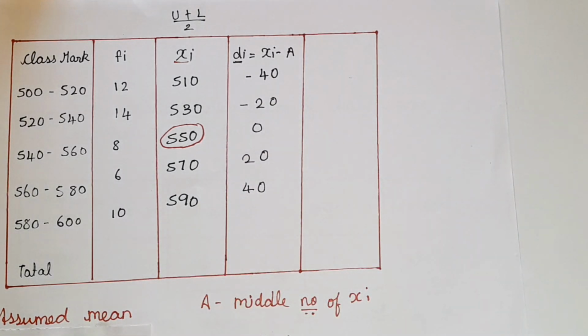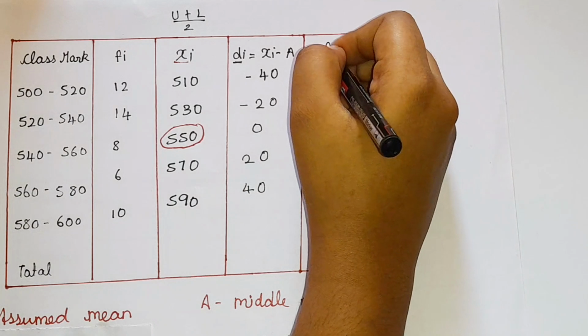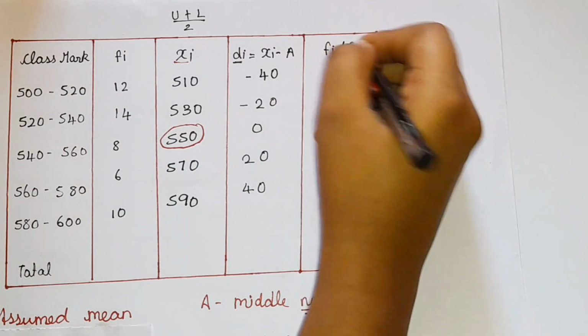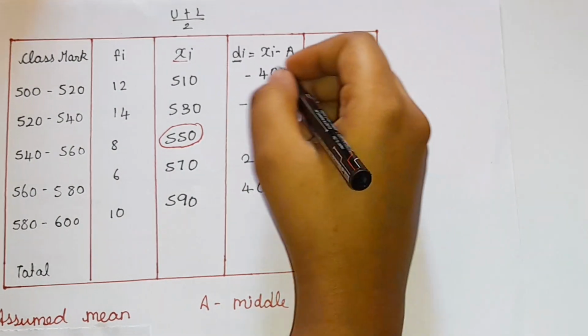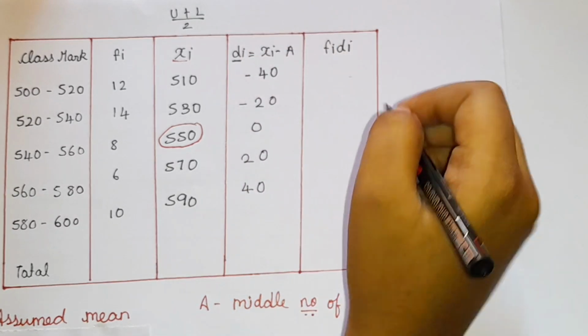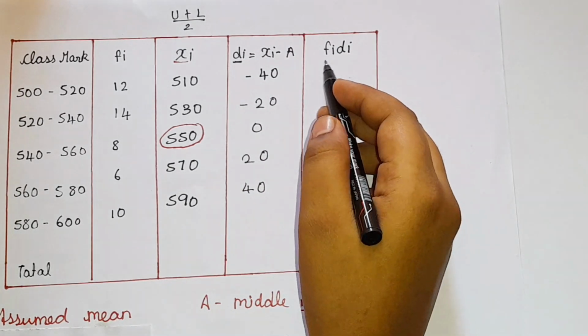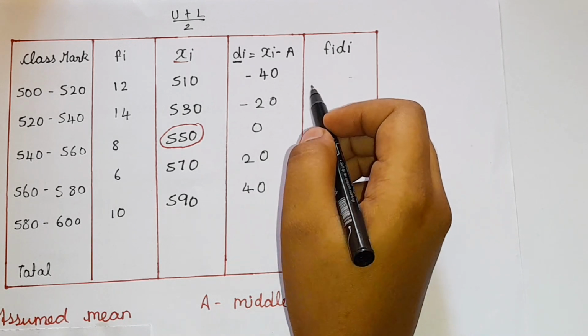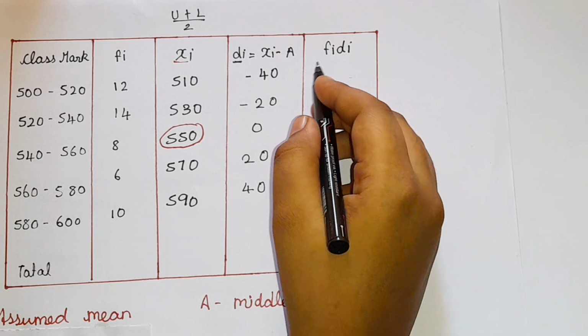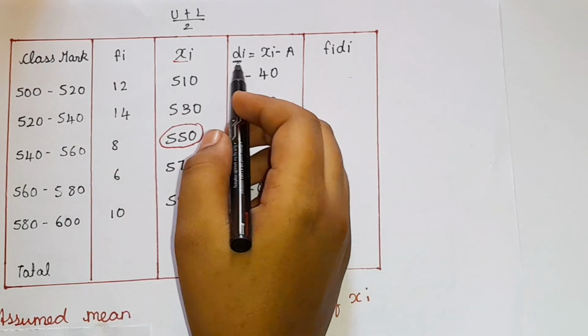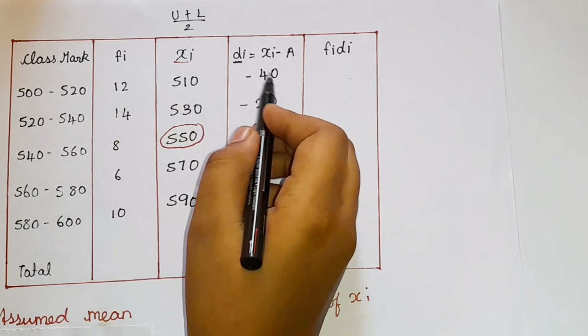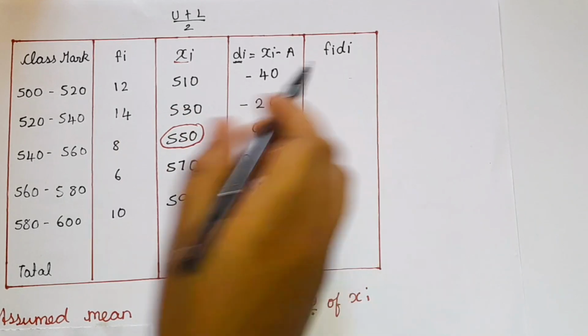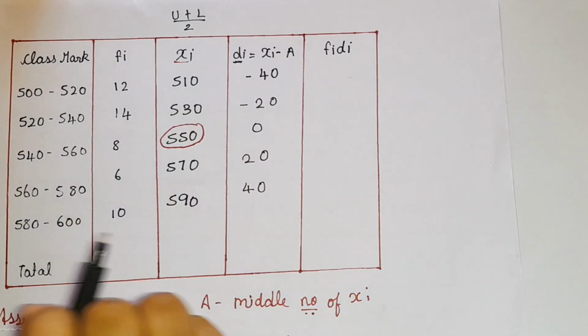Now according to this formula, we need fi di, isn't it? So fi into di, that is the reason I found the di value. According to the formula it is fi into di. Fi is frequency, di we have the values here, so we are supposed to multiply them. Here it is into, right? So we are supposed to multiply. Even the signs are important.